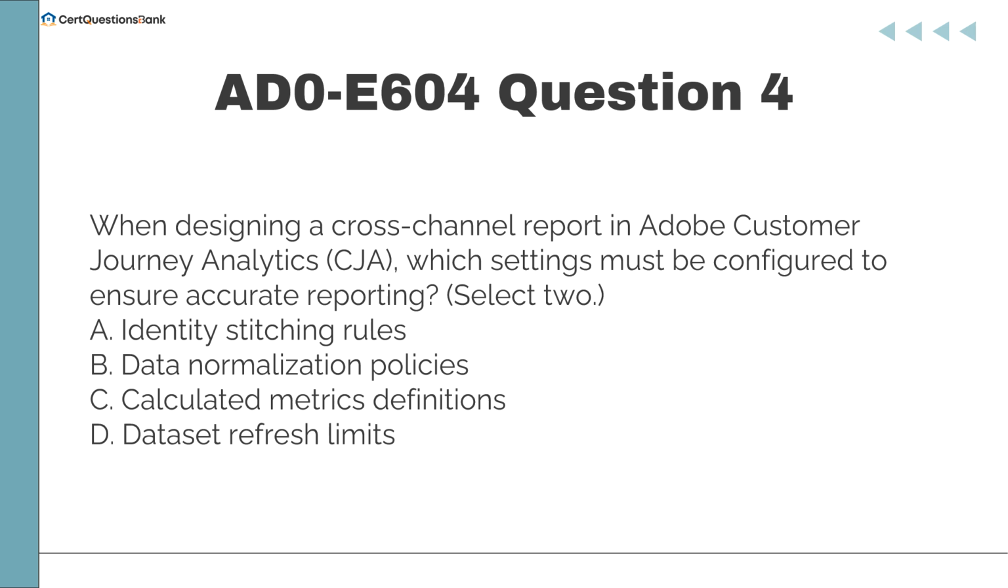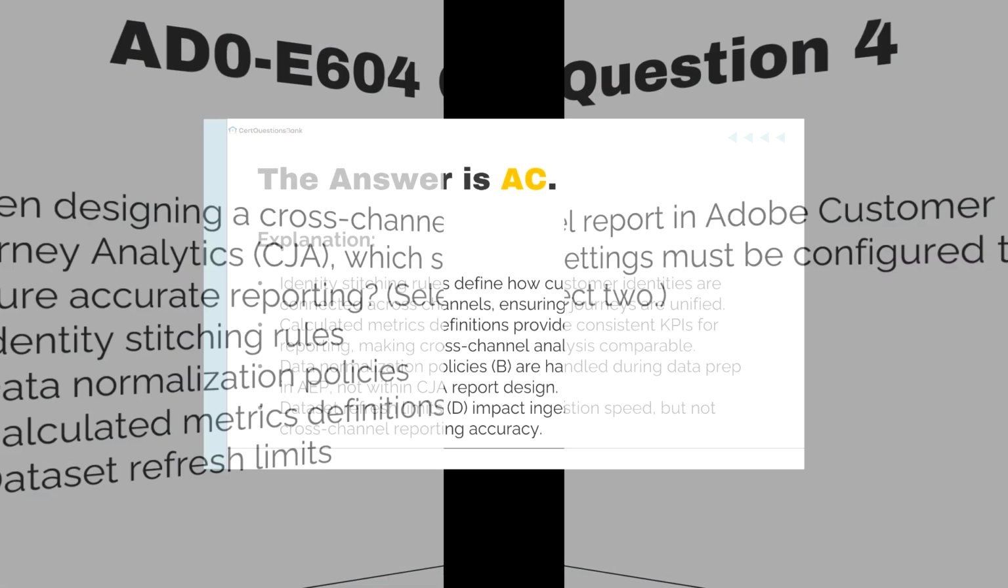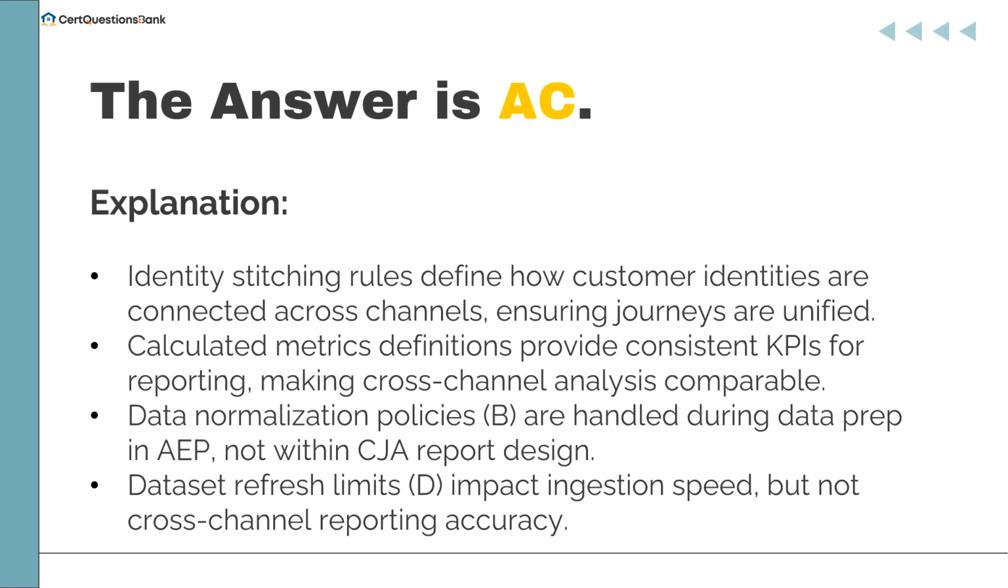When designing a cross-channel report in Adobe Customer Journey Analytics (CJA), which settings must be configured to ensure accurate reporting? Select 2. A. Identity stitching rules. B. Data normalization policies. C. Calculated metrics definitions. D. Dataset refresh limits. The answer is AC.